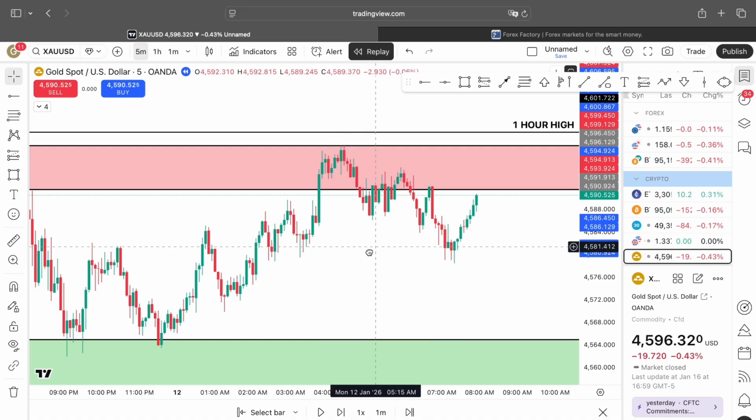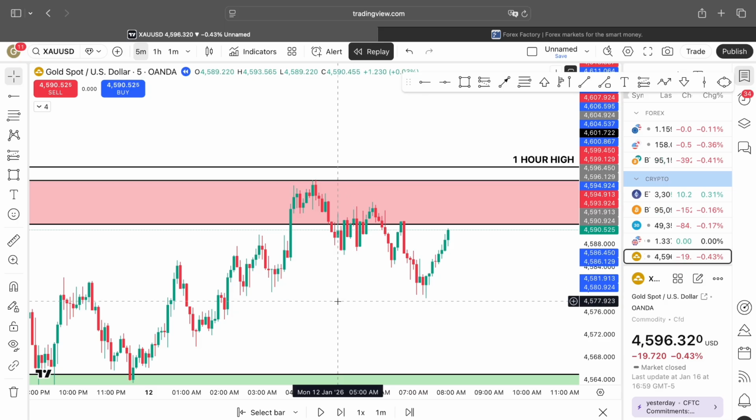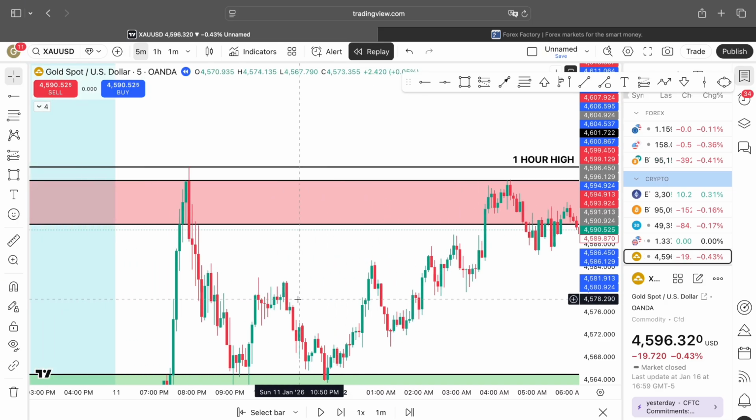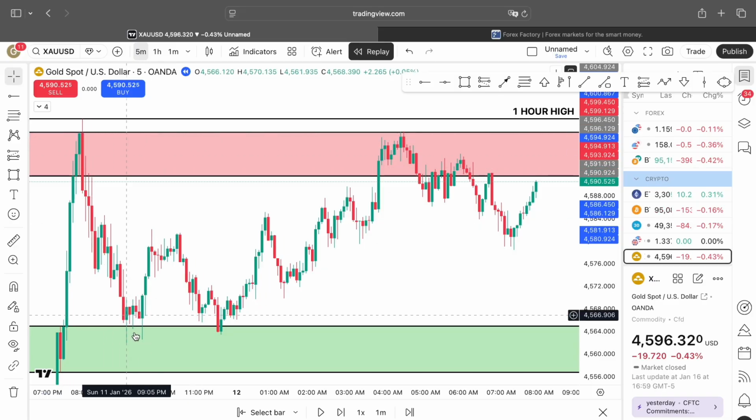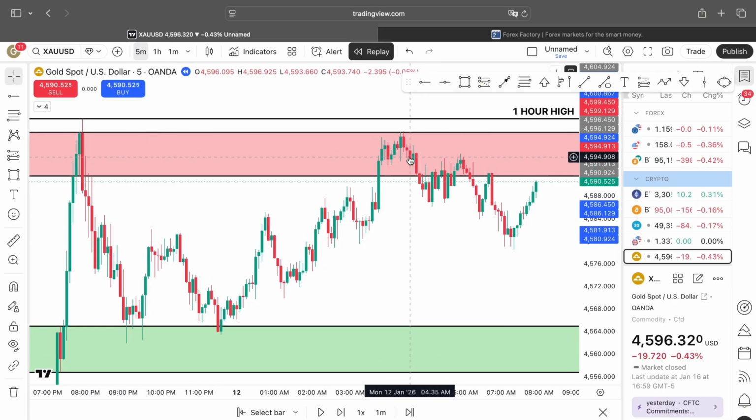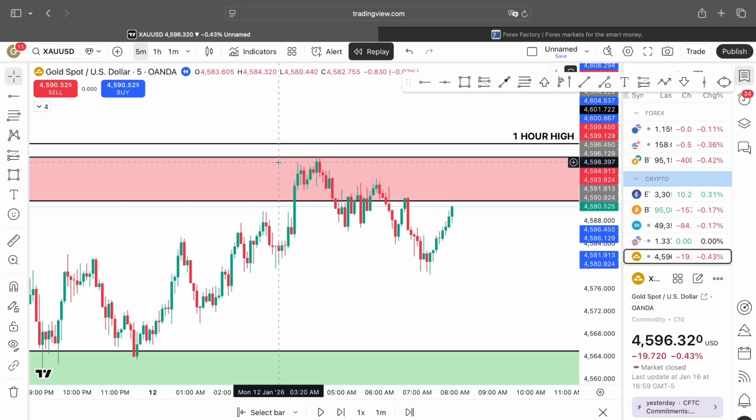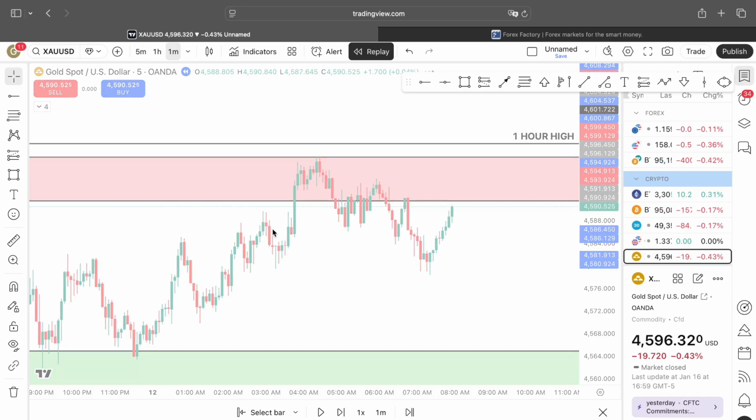All right, so now that we know that, obviously, again, overall price is going up. We are at an area of resistance. Last time price hit this area, it shot the market all the way down here. We hit this area again, and it's also pushing price down. So let's see. We're going to go down to the 1 minute.